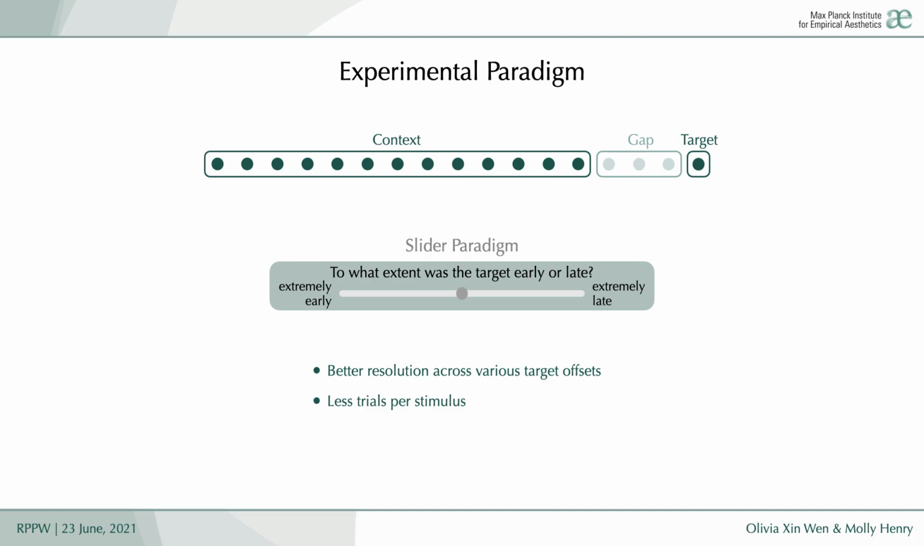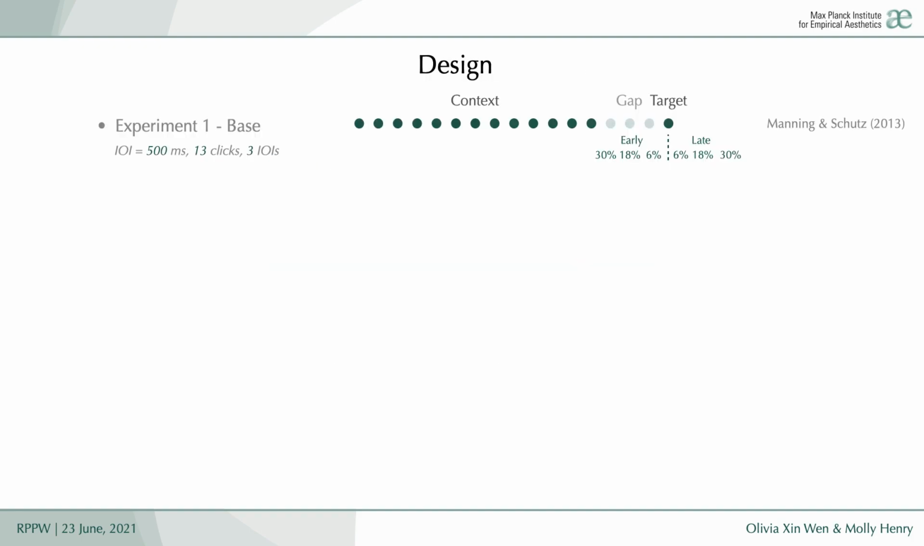The continuous slider allows us to capture nuanced perceptual judgment corresponding to various target offsets, which de-emphasizes the reference point of on time. This improved resolution also reduces the number of trials per stimulus needed to obtain reliable data.